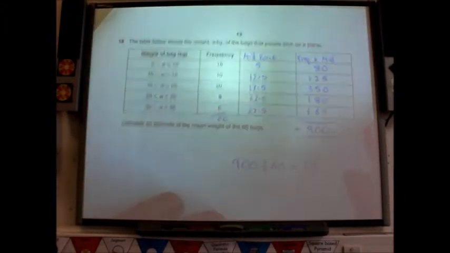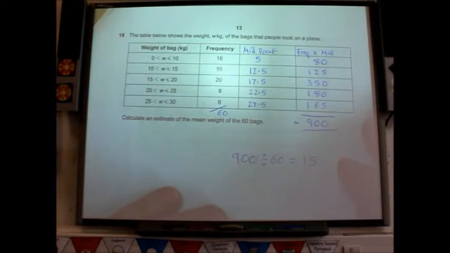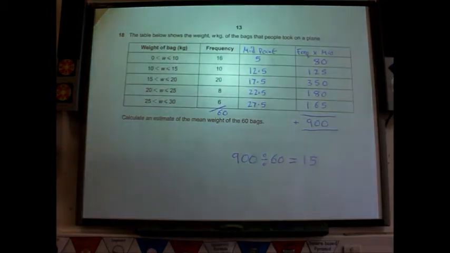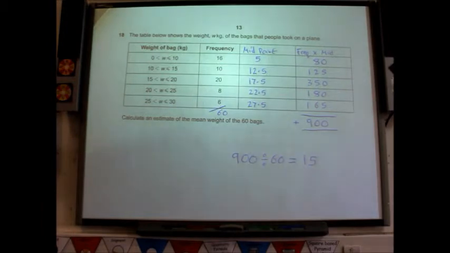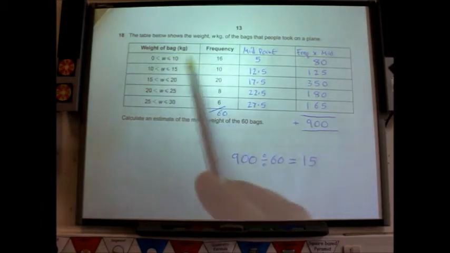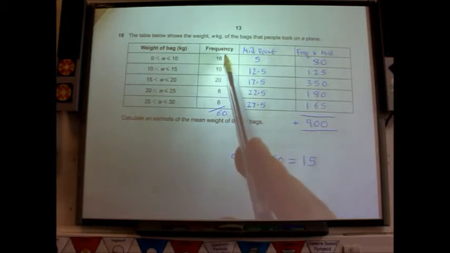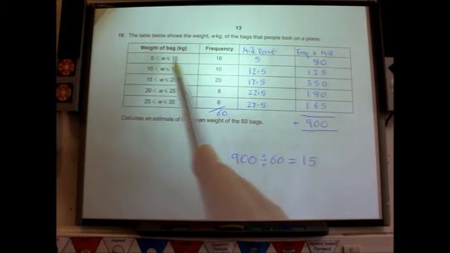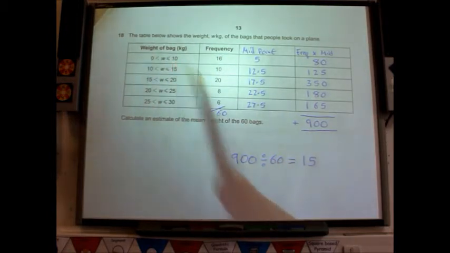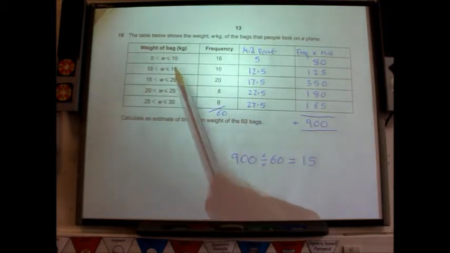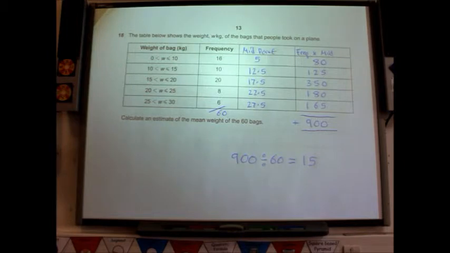Question 18. This is the mean of grouped data. If you haven't done this, go and ask your teacher. I'm just going to explain what I've done. I'm not going to explain how it works. But the table below shows the weight in kilograms of bags that people took on a plane. So that means 16 people took on a bag that weighed between 0 and 10 kilograms. 10 people took on a bag that weighed over 10 but up to 15 kilograms. And I think you get the idea.